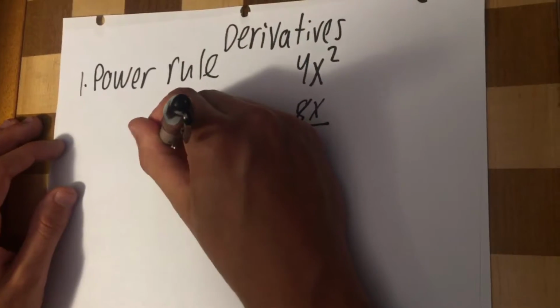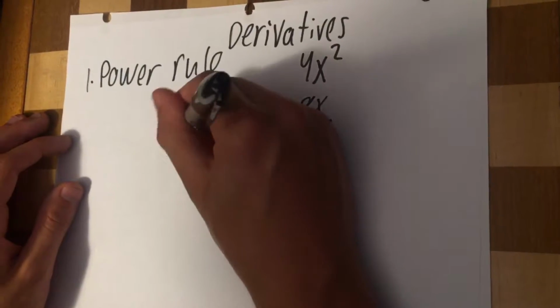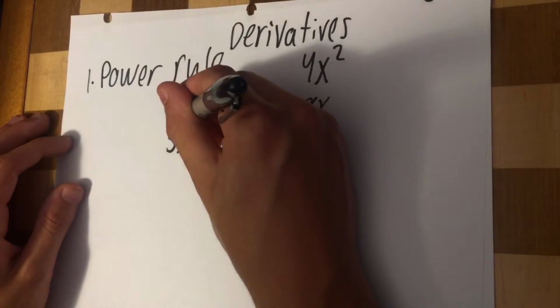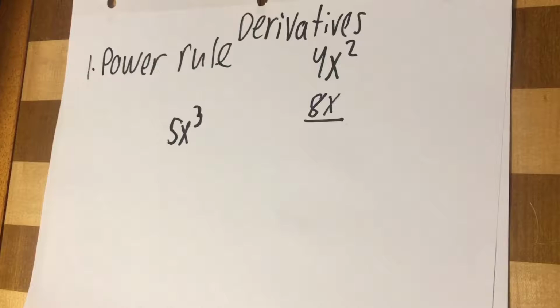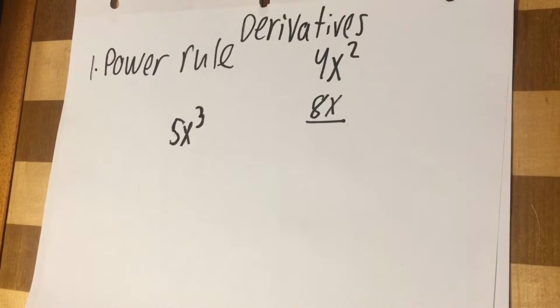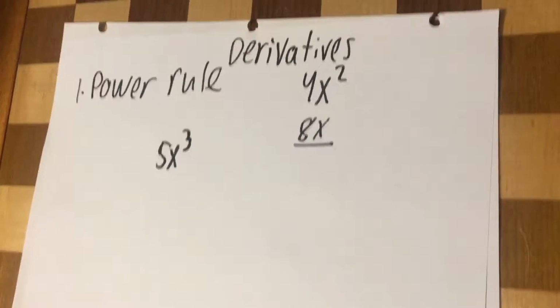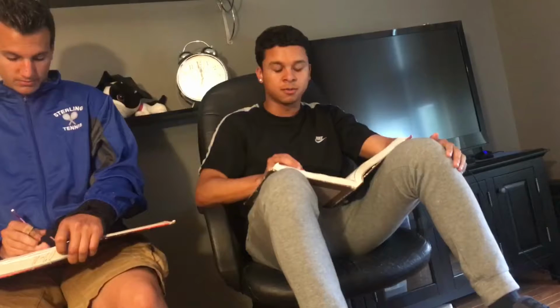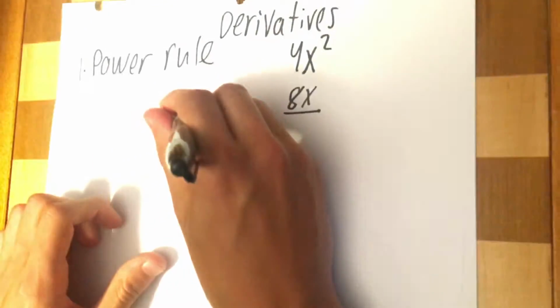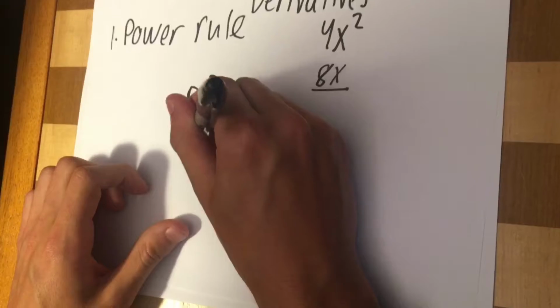Okay, so now that I've taught you guys how to do one example using the power rule, I'm going to let you guys try it on your own. So I'm going to give you the function 5x cubed. So how would you take the derivative of that, Caesar? Wouldn't you bring the 3 down, multiply it with the 5, so that would be 15, and then reduce the power by 1, so that would be x to the second, so it would initially be 15x squared? That's correct.